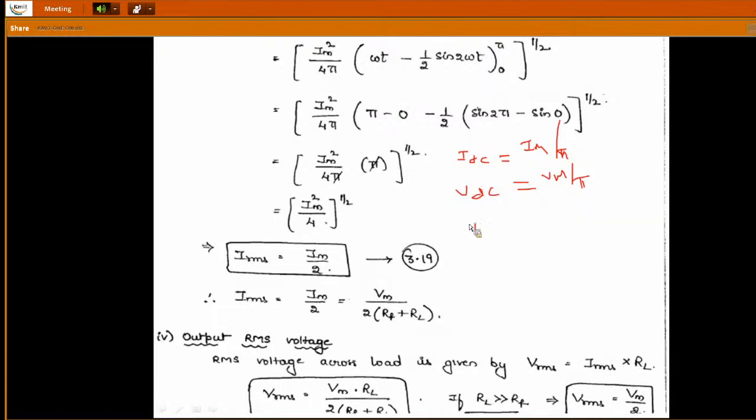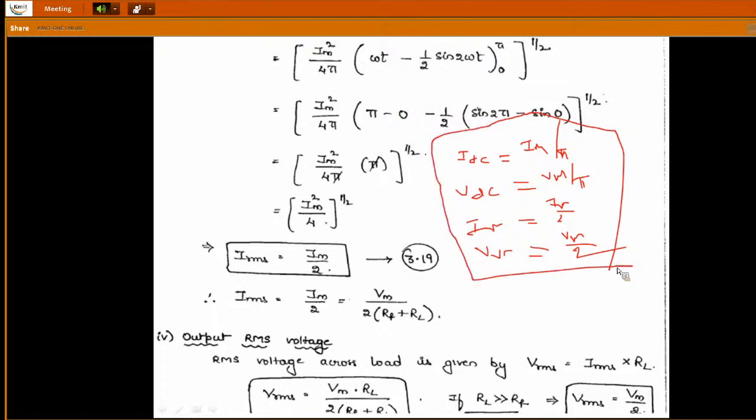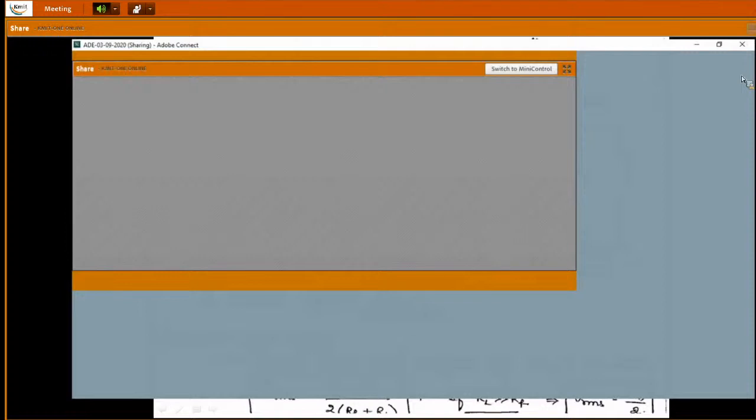The third expression is the RMS current. IRMS is given by Im by 2. Now what is your RMS voltage? VRMS is equal to Vm by 2. These are the four expressions. Remember these four expressions till now. I hope these four expressions are clear to everyone.